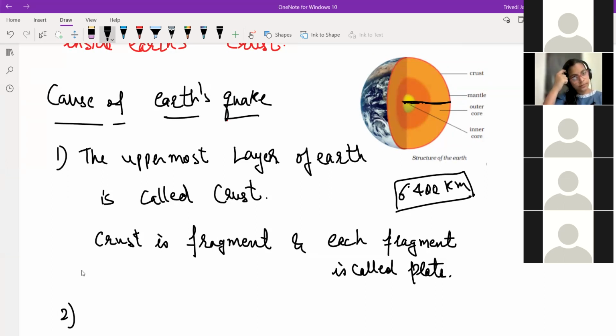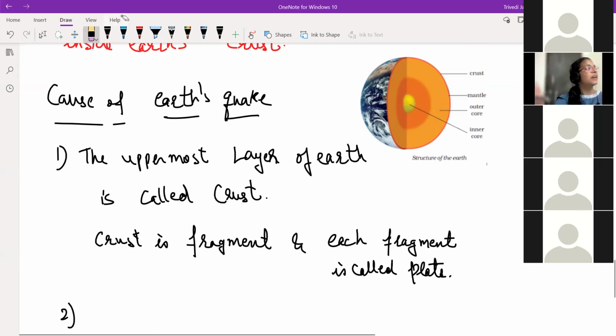An earthquake happens when the tectonic plates crash, right? Yes. Not just crash. If they move, it still happens. Yes, sir.